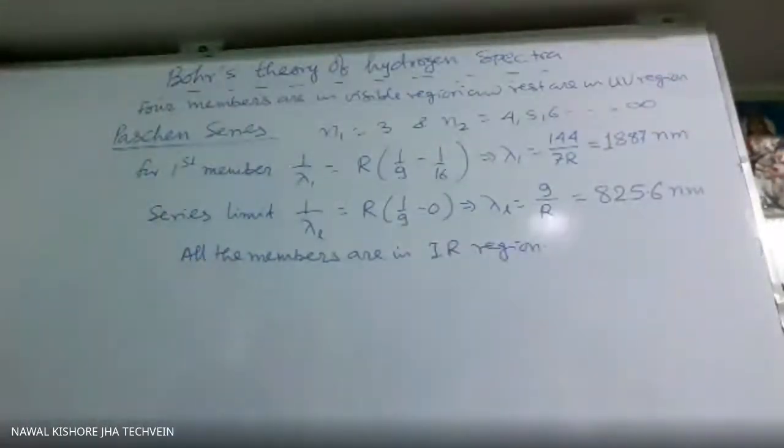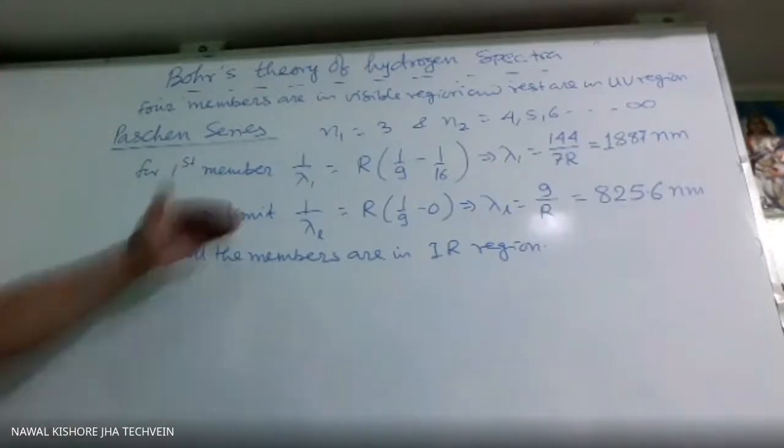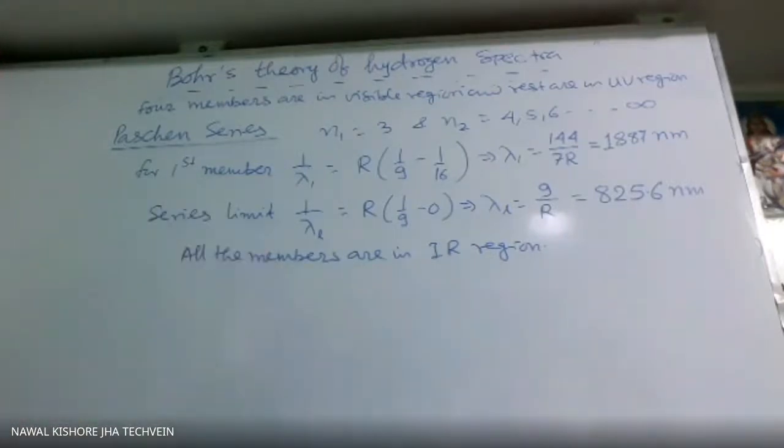So suppose you are asked, name the series of hydrogen atom that lies in infrared region. So that is Paschen series. Similarly, others are Brackett and Pfund. You might have done in chemistry.